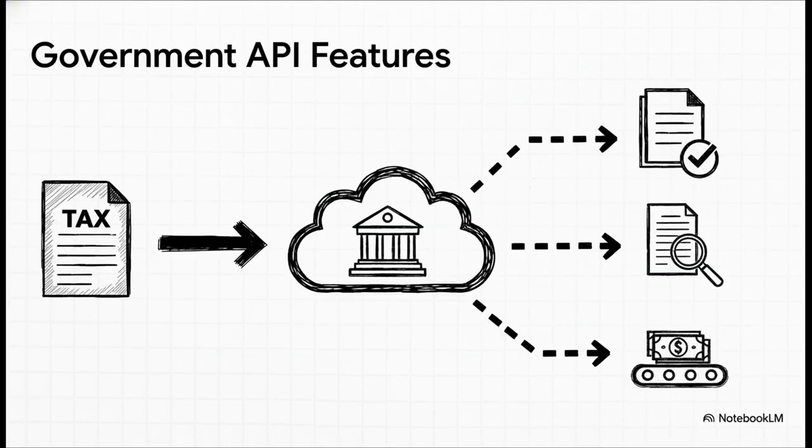So what does this actually mean for governments? Well, it's a huge leap forward. Imagine being able to automatically reconcile thousands of tax payments instead of having a team do it by hand. Or having a completely auditable, crystal clear trail for every single transaction. This API lets them do just that, all while being protected by top-tier security.